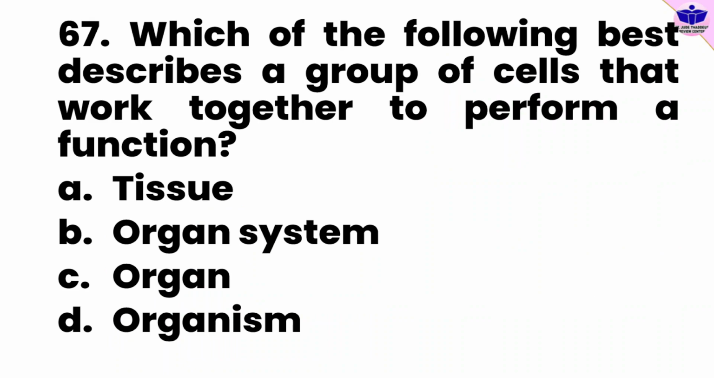67. Which of the following best describes a group of cells that work together to perform a function? A. Tissue, B. Organ system, C. Organ, or D. Organism. So a group of cells is called a tissue. A group of tissue is called an organ. A group of organs is an organ system. All of the organ systems and the tissues and the cells in the body is called the organism.